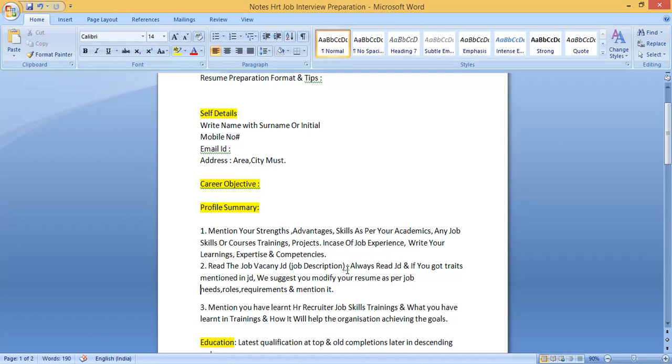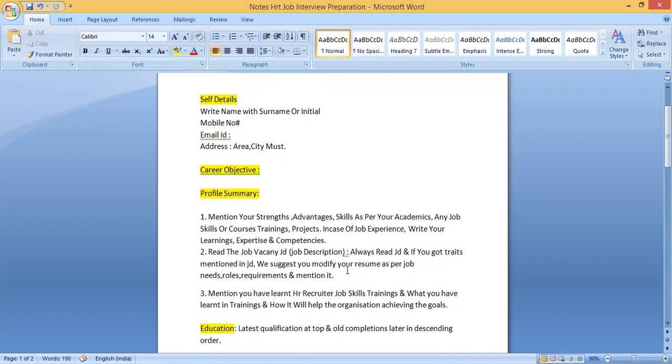Also, especially when you're applying for MNCs or bigger corporates, I suggest that as per the JD, you modify your resume before applying for the job. Then mention that you have learned HR recruiter job skills, that you have gone through the training, whatever you have learned, and what your particular strength in that is. Mention that and how you can help the organization in achieving its goals.